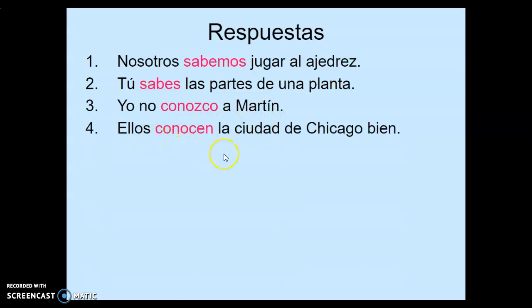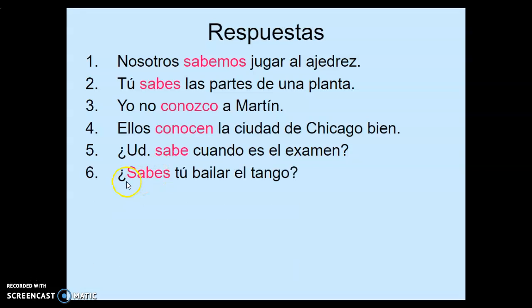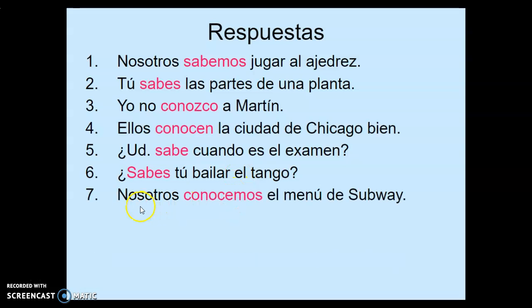Ellos conocen la ciudad de Chicago bien. Means they know it very well. They've experienced it. They're familiar with it. Usted sabe cuándo es el examen. Here you have information of when the exam is. ¿Sabes tú bailar el tango? It is a skill, therefore it's sabes. Nosotros conocemos el menú de Subway.